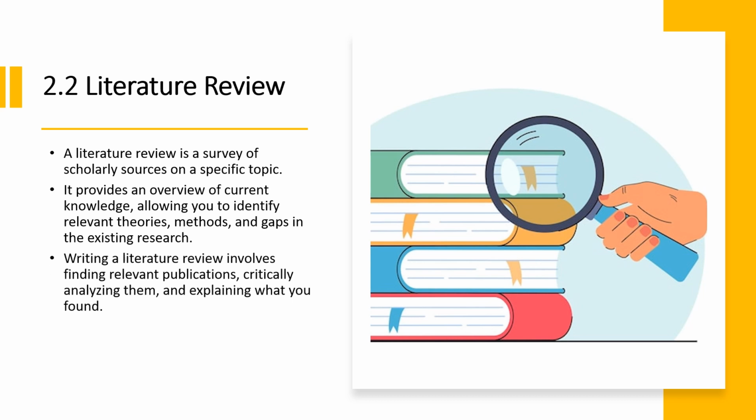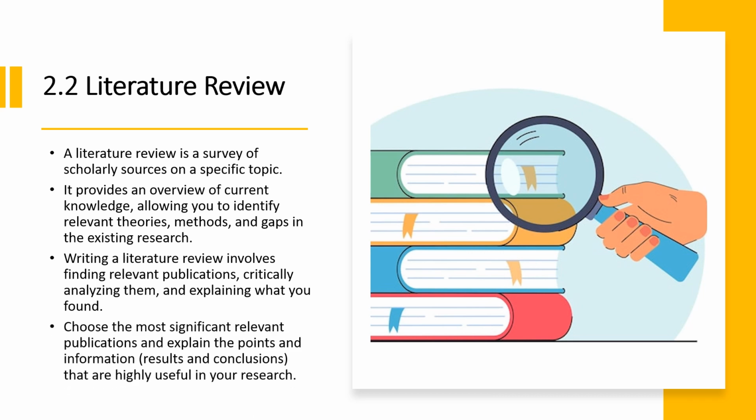Writing a literature review involves finding relevant publications and critically analyzing them and explaining what you found in the section 2.2. Also, make sure to choose the most significant, relevant publications and explain the points and information, the results and conclusions that are highly useful in your research.